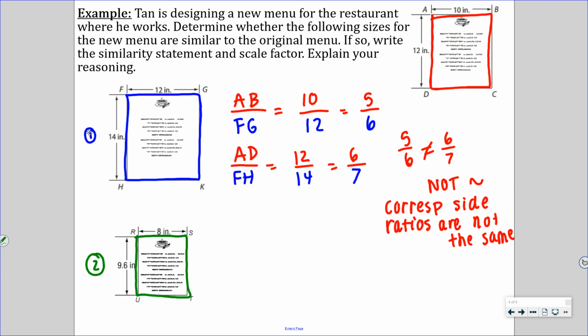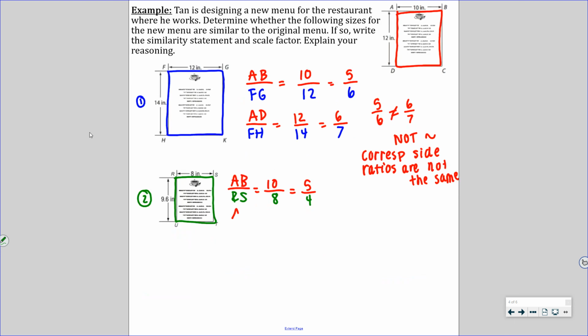Okay. Let's check out the green one. So again, I'm still going to go from original to new. So AB would correspond to the top of this, RS. AB is still 10. Now this other one is 8. Which we reduce to 5 to 4. Or 4 to 5, too. As long as you're consistent. So the side of the menu, AD, corresponds to 9.6, which is RU.